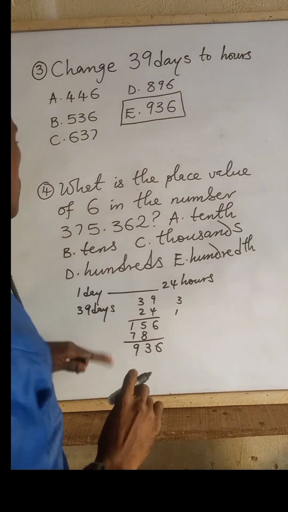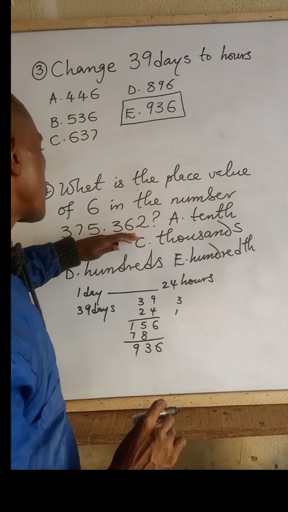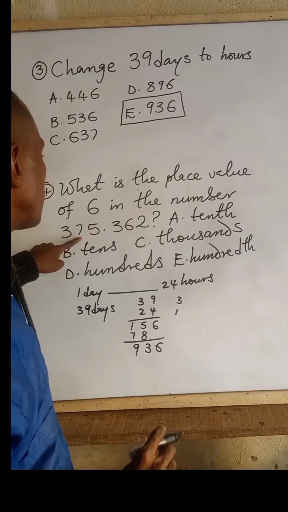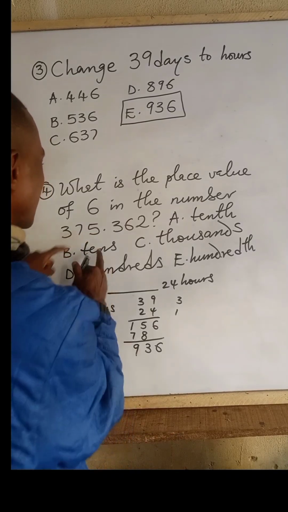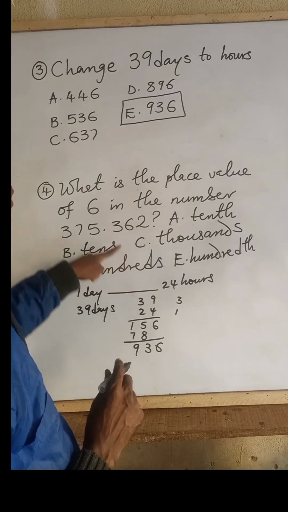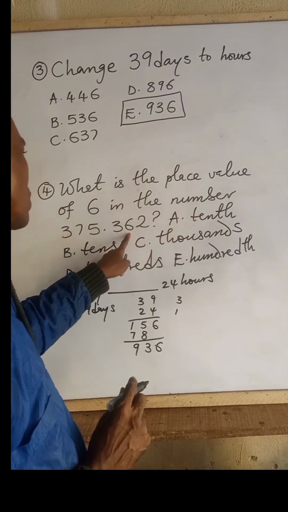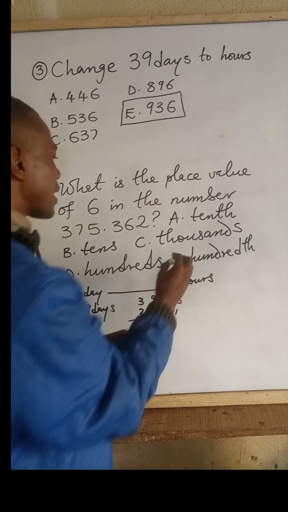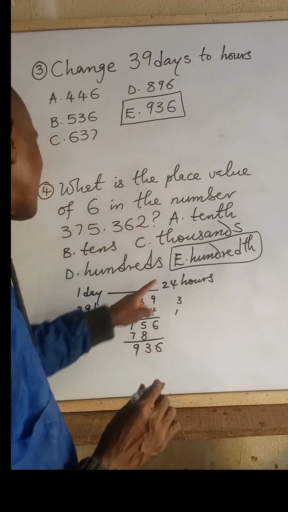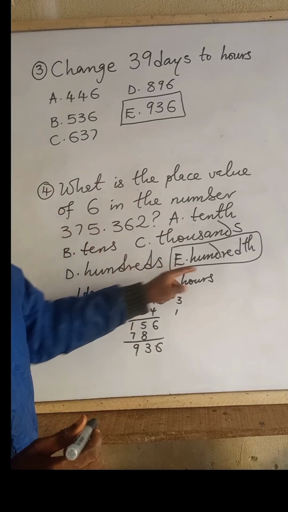We move to this question. What do we have here? What is the place value of 6 in the number? This is what they gave us. So from this, 5 is the unit. 7 is tenths. 3 is hundredths. While 3 is tenths. 6, which is the question that they asked us, is hundredths. Okay? And the 2 is thousands. So answer to question number 4 is option E.